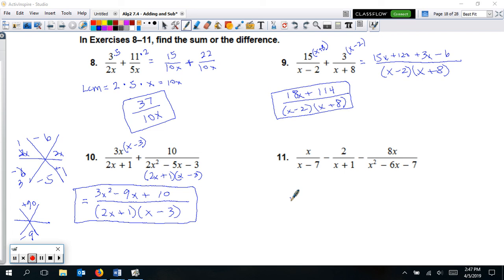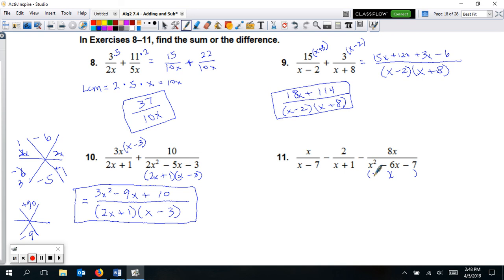Okay, so now we come to number 11, where the first two fractions have just one binomial at the bottom, so there's nothing to do there to factor those. But this third one has a trinomial. We need to factor this one into two binomials to see what the prime factors will be.